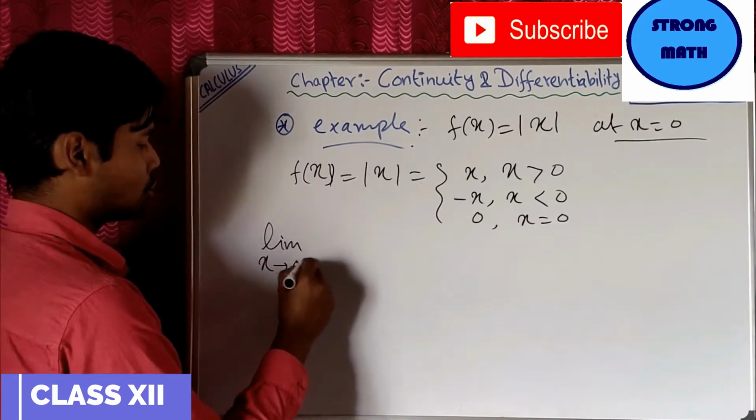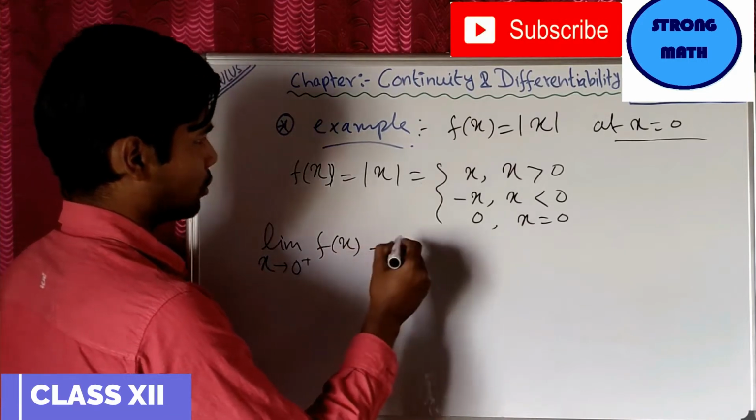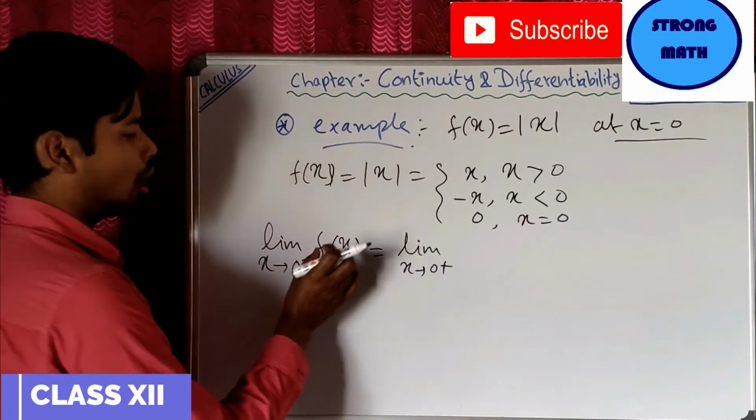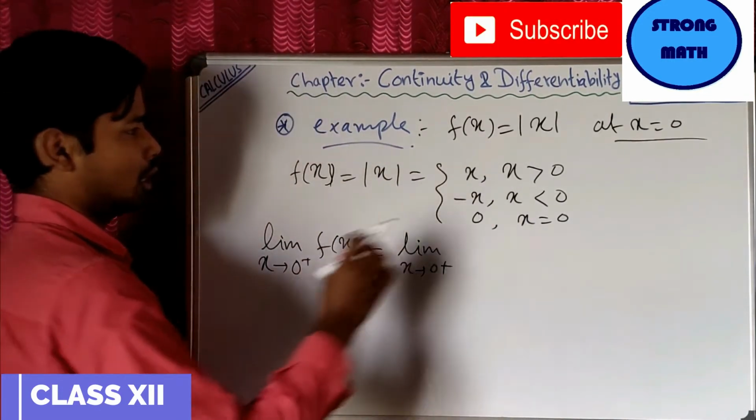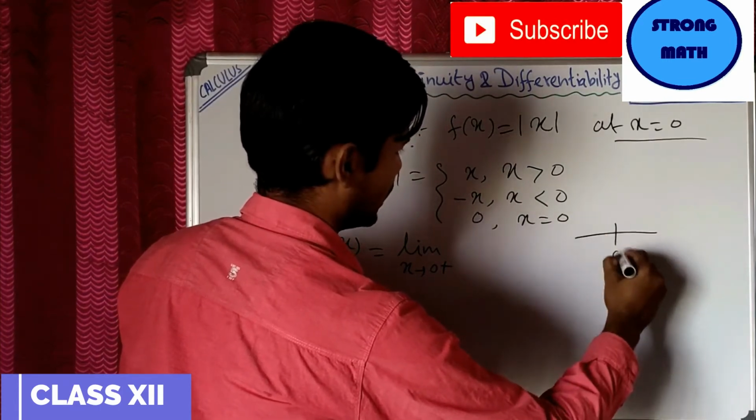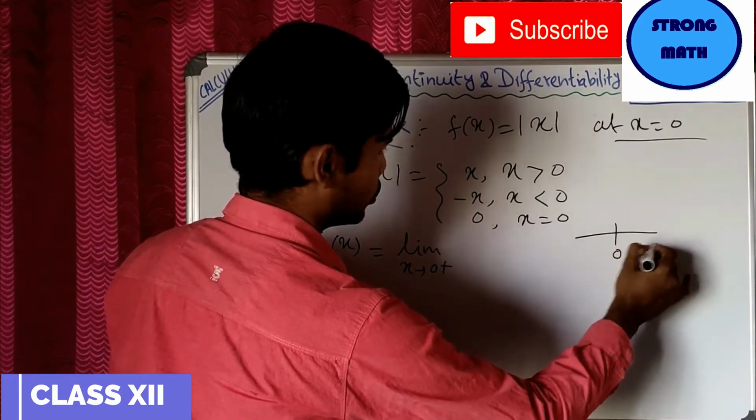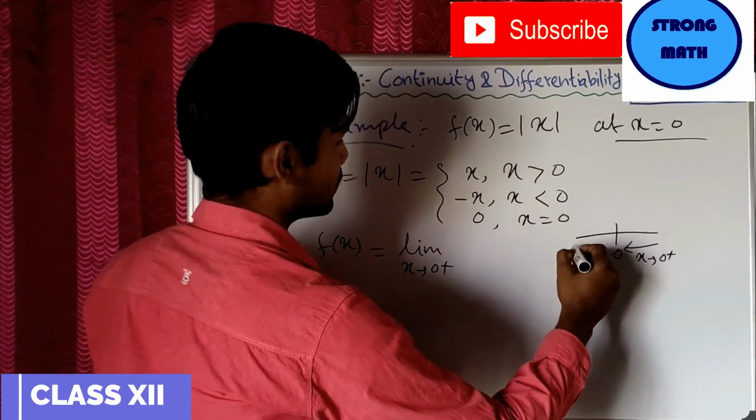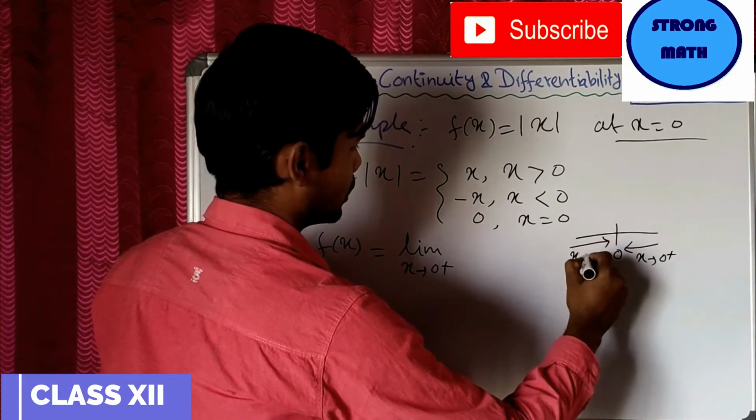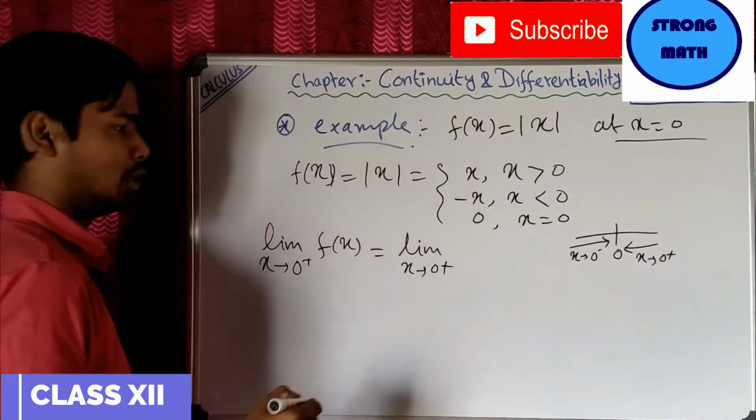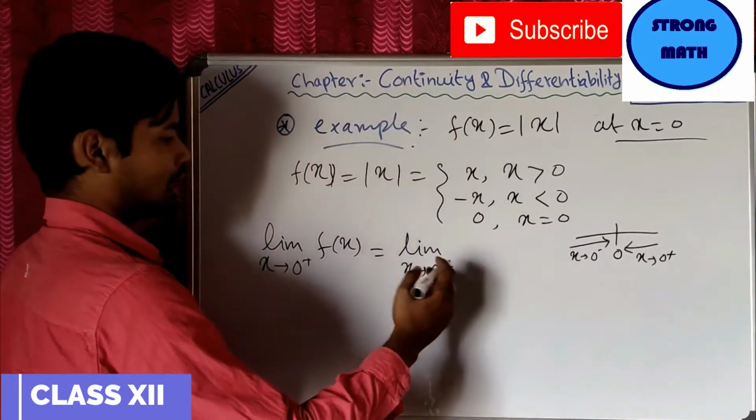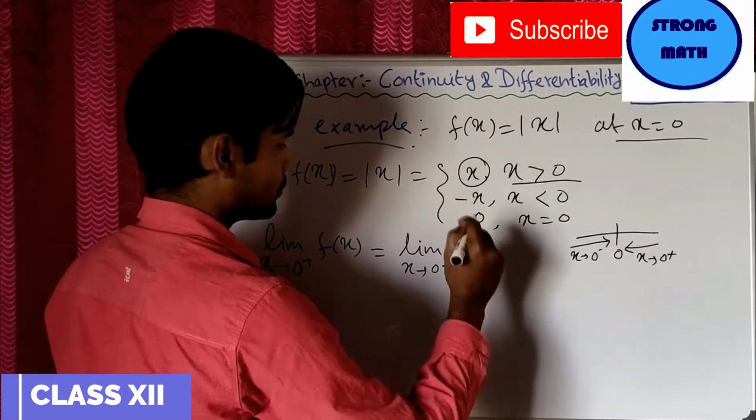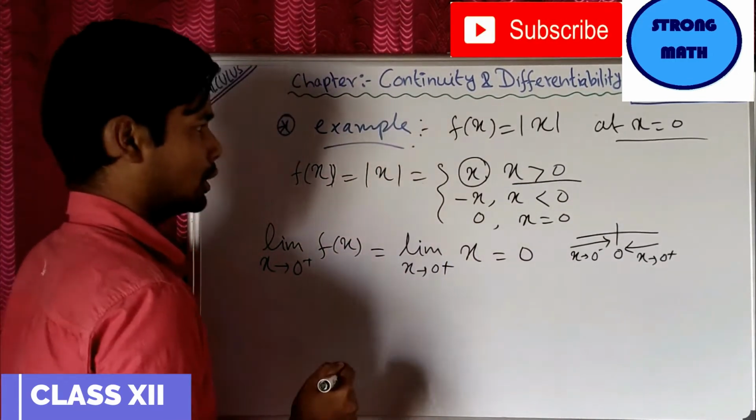So limit x tends to 0 plus f(x) is equal to limit x tends to 0 plus, the value of f(x) when x is positive. x tends to 0 plus means from the right hand side of 0 towards 0. And what is x tends to 0 minus? From the left hand side towards 0, this is x tends to 0 minus. Remember that one. So x tends to 0 plus, that is the right hand side of 0, gives us the value x, which is equal to 0, right?